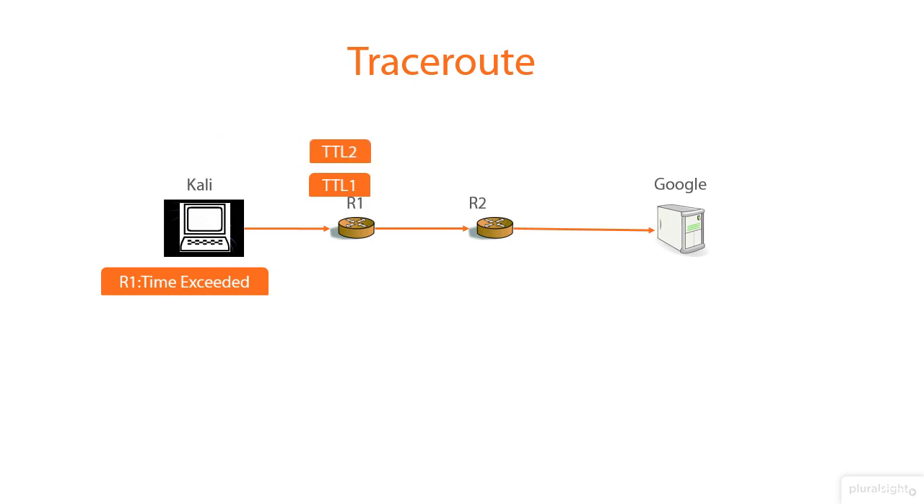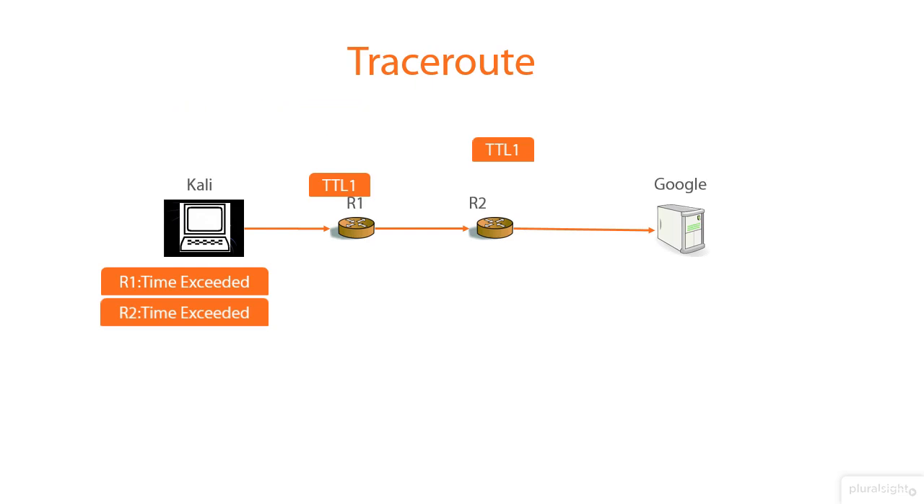R1 picks it up and decreases it by 1, then it will send it to R2. R2 will pick it up and send back a time exceeded packet. Finally, the Kali host will send a TTL 3 probe to R1.